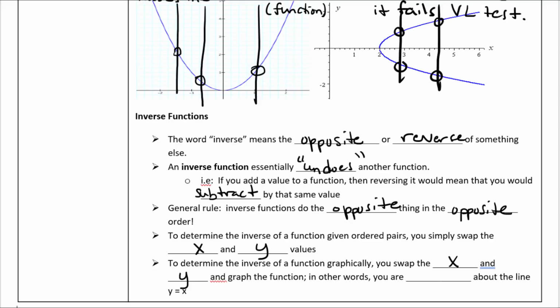You'll notice that when you do this, you end up having a graph that is a reflection about the line y equals x. So in other words, you are reflecting about the line y equals x. So we'll show you how that looks.